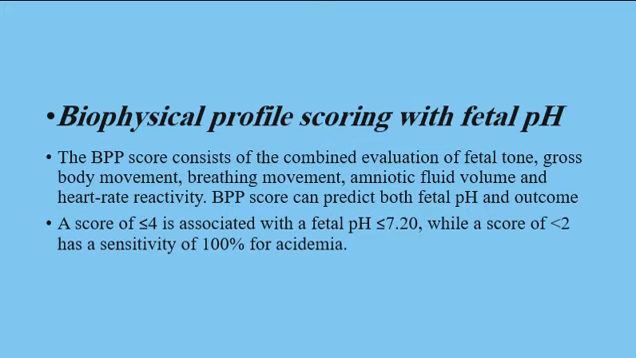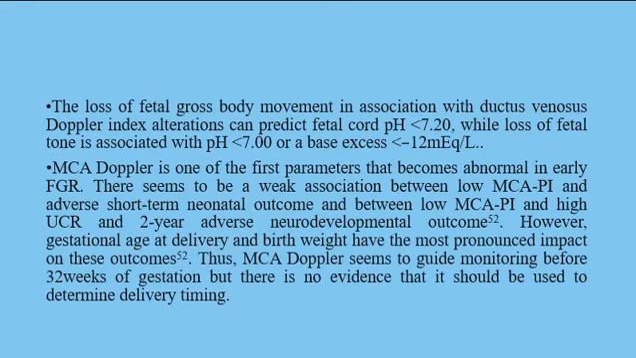The loss of fetal gross body movement in association with ductus venosus Doppler index alterations can predict fetal cord pH below 7.20, while loss of fetal tone is associated with pH below 7.00 or a base excess of 12 milliequivalents/L. MCA Doppler is one of the first parameters that becomes abnormal in early FGR.